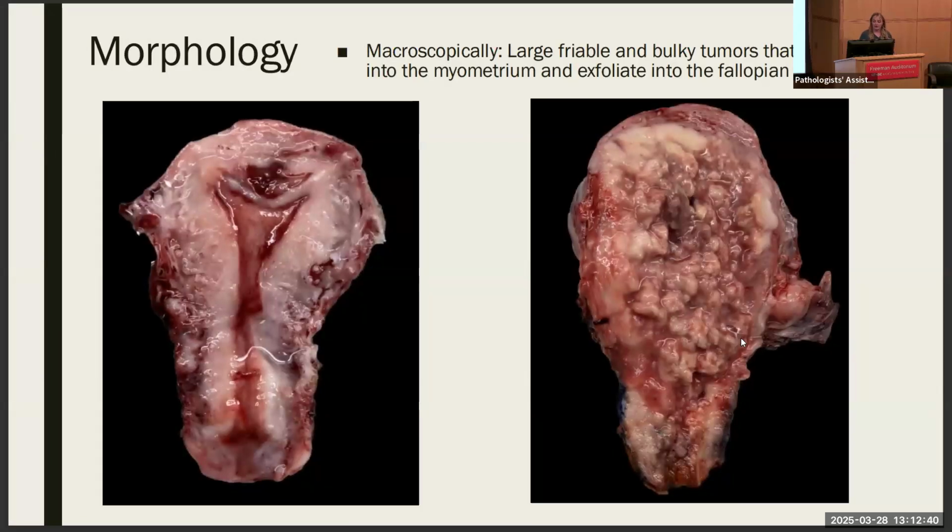So macroscopically, these are large, friable, and bulky tumors that quickly invade into the myometrium and like to exfoliate into the fallopian tubes and invade the ovaries and other peritoneal structures. Here we have a grossly unremarkable cut section of a hysterectomy specimen. You can appreciate the endometrial cavity and the myometrium. And we can also see here a cross-section of the specimen we'll be talking about, and it's very large, friable, bulky, and involves the myometrium and cervix.